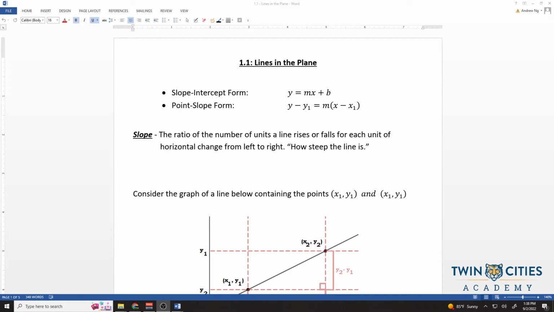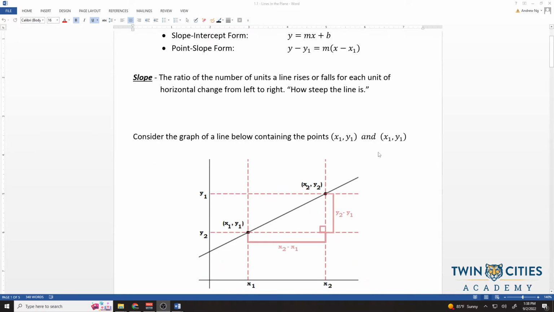For point-slope form, we've got y minus y1 equals m times x minus x1. Again, m is going to represent our slope, and then y1, x1, well, these are coming from a point x1, y1 on our line. Slope is the ratio of the number of units a line rises or falls for each unit of horizontal change from left to right. Others define this as how steep the line is.